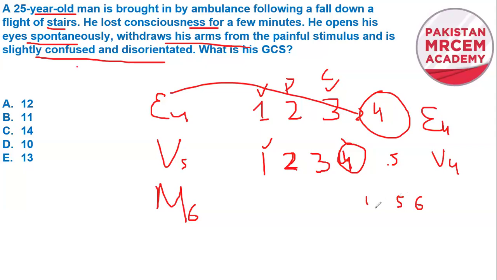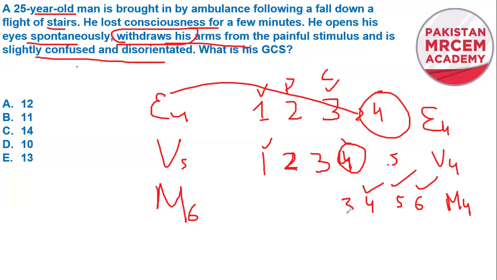Then another thing, the patient shows flexion, withdrawal, right? Here in our case, he withdraws the arms. So in this scenario, M is also 4. The patient follows command, right? The patient localizes pain. The patient withdraws from the painful stimuli.